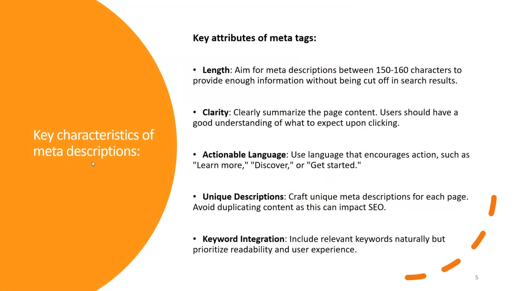What are some key characteristics of meta descriptions? Well, that is simple. Length, first and foremost. Aim for a description between 150 to 160 characters, which roughly goes to about 45 to 60 words, depending on your vocabulary, to provide enough information without being cut off in search results, right? So you want to keep it to that.